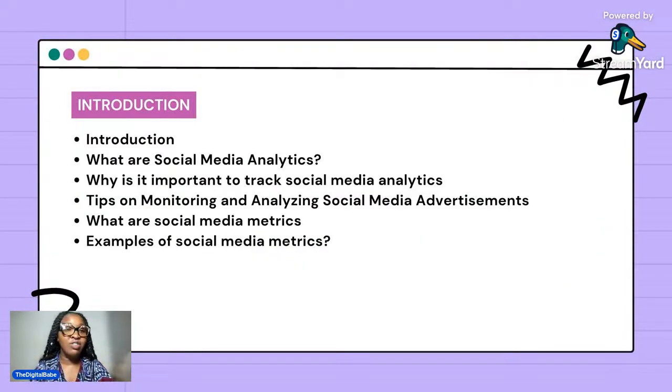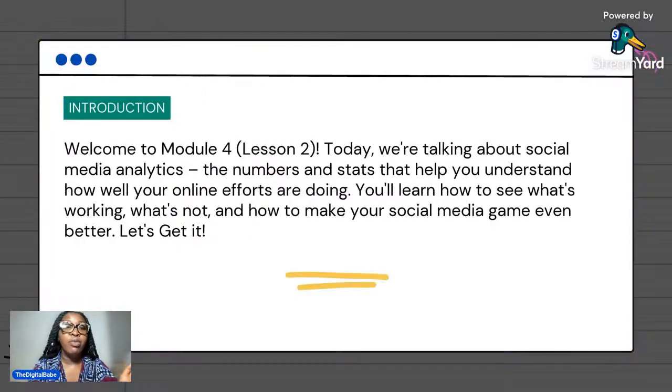So for the agenda of the day, we are going to be looking at what are social media analytics, why is it important to track social media analytics, tips on monitoring and analyzing social media advertisements, what are social media metrics and examples of social media metrics. So this is kind of like two in one. We're going to be teaching social media analytics and social media metrics as well, which is also under social media analytics.